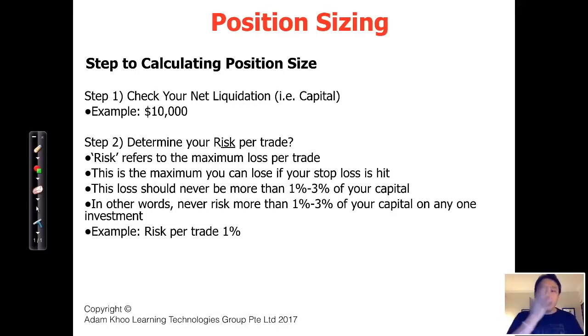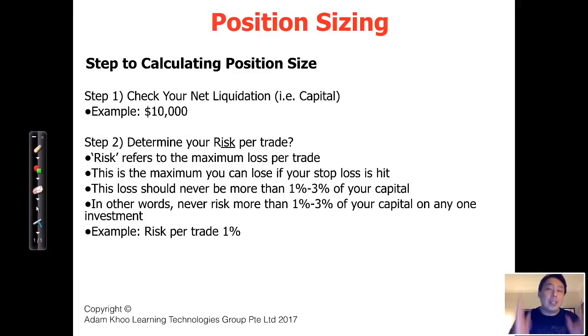Once you decide on your risk per trade, you have to stick to it consistently over a period of time before you upgrade it. What you never want to do is to say, okay, I'm confident in this trade, this is going to be a winner, I'm going to risk 3%. This trade, I'm not too confident, I'm going to risk 1%. No, it doesn't happen that way.